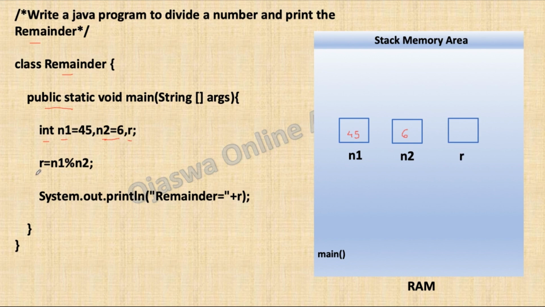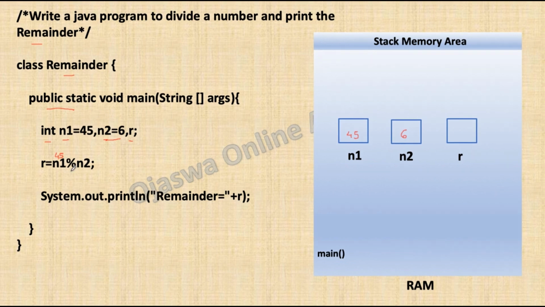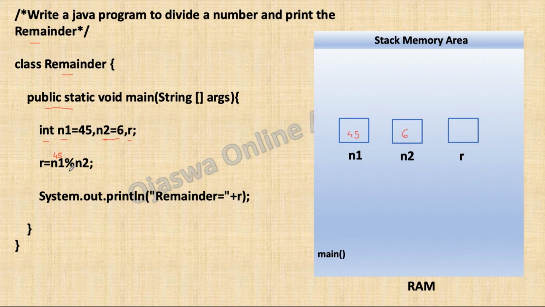Next statement is, here we actually find the remainder: r equal to n1, which invokes the value 45. This percentage sign is called the modulo operator, and the use of this modulo operator is that it divides the first number by the second number and calculates the remainder. n2 invokes the value 6 stored in it.